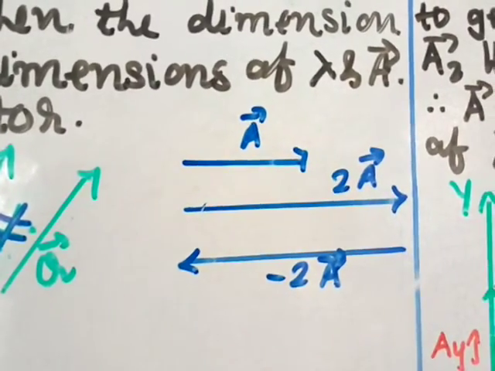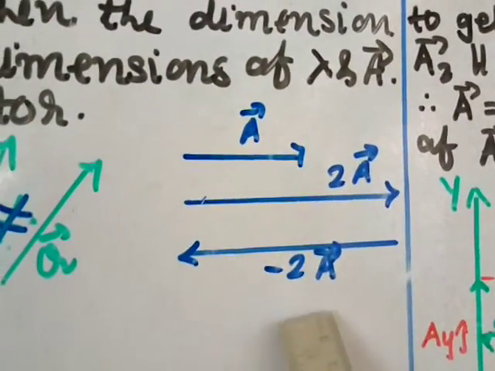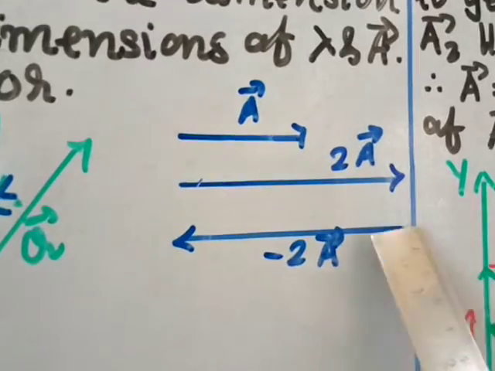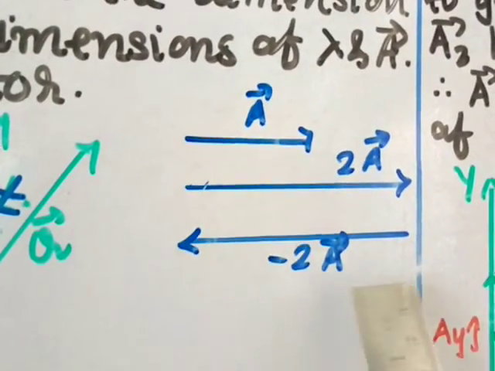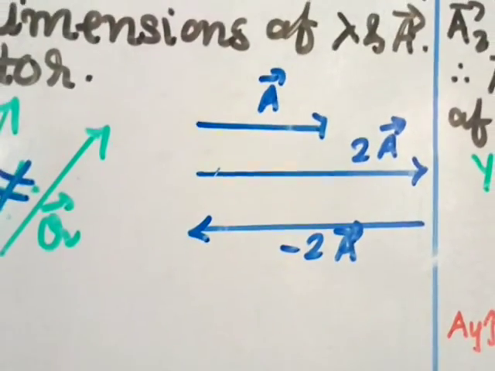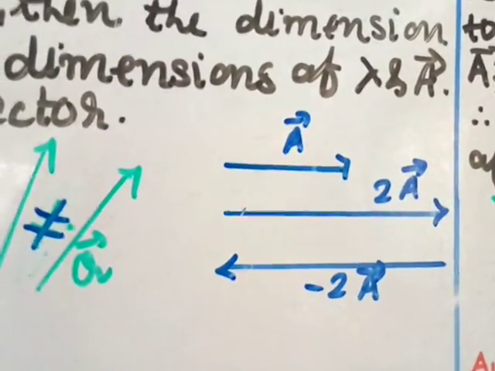And if I multiply by a negative number, less than 0, then what happens? If you multiply, the magnitude remains 2 times vector a, but the direction is opposite. This arrow shows the direction. So the direction was on this side, but now it has become over this side. So the direction changes if the lambda or the scalar is negative, or less than 0.